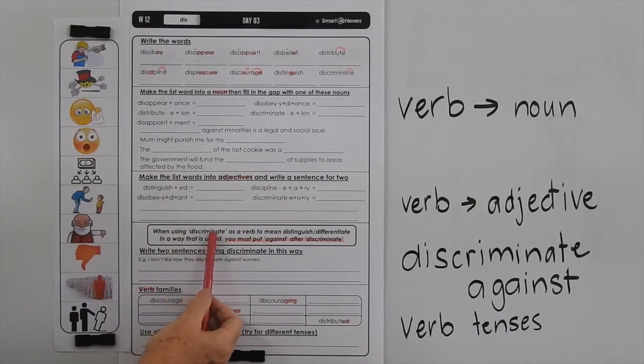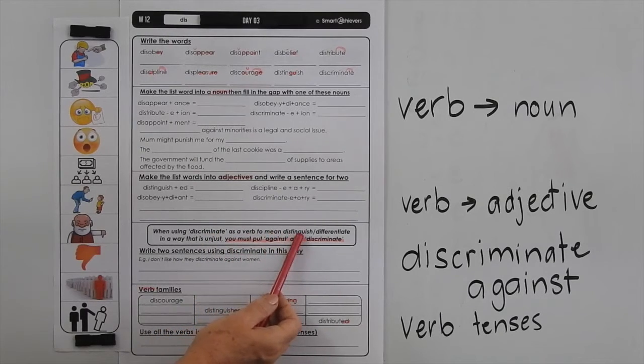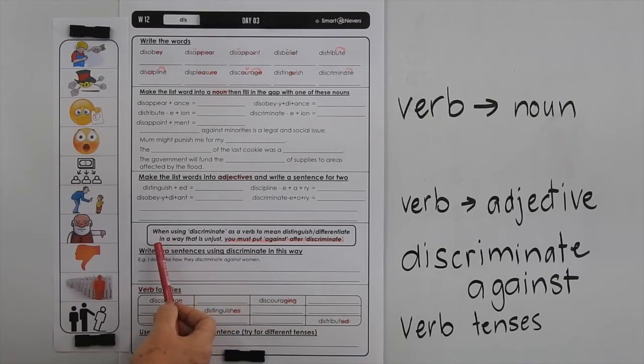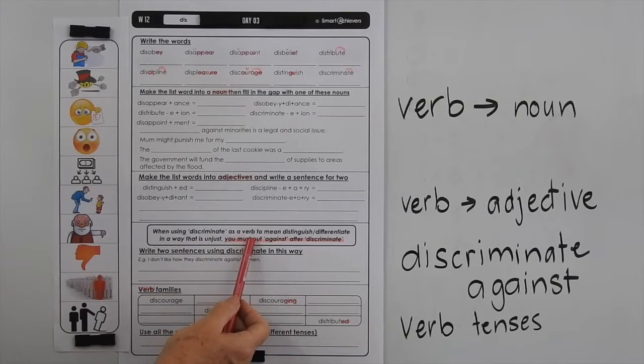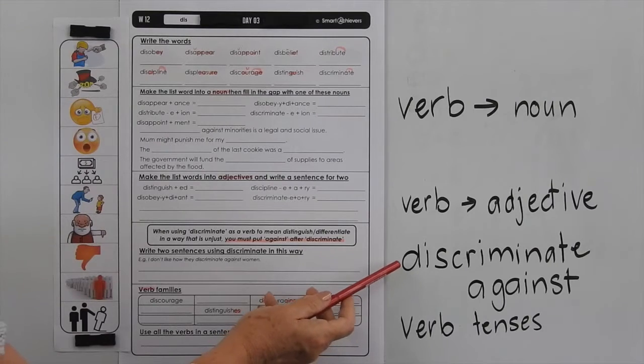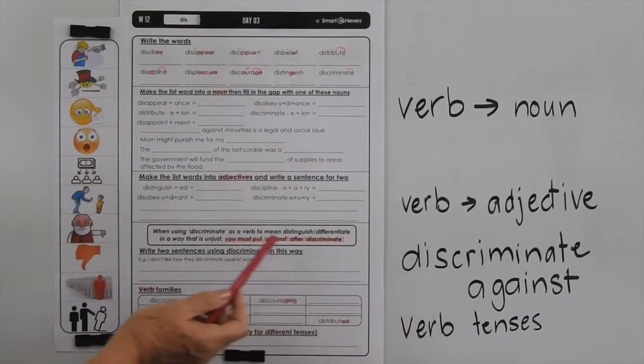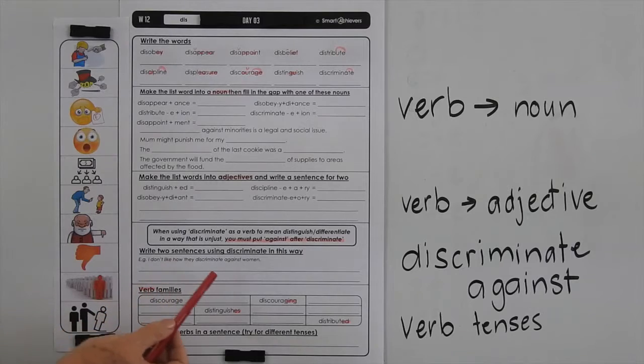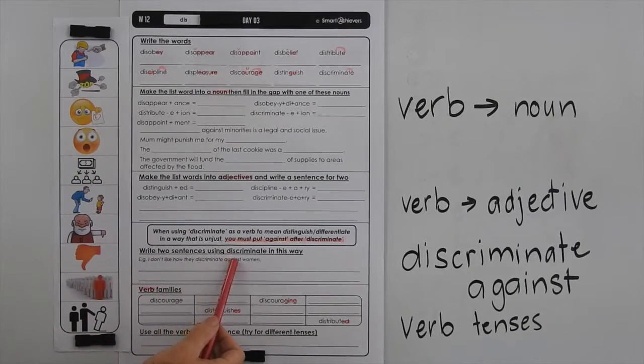Now when using discriminate as a verb to mean distinguish or differentiate in a way that is unjust, you must put against after discriminate. So you're always going to write discriminate against. And then you're going to say what you think is unjust. So we've given you an example. I don't like how they discriminate against women. So you could write your own sentence and say what you don't think is fair. So we want two sentences written for discriminate against.